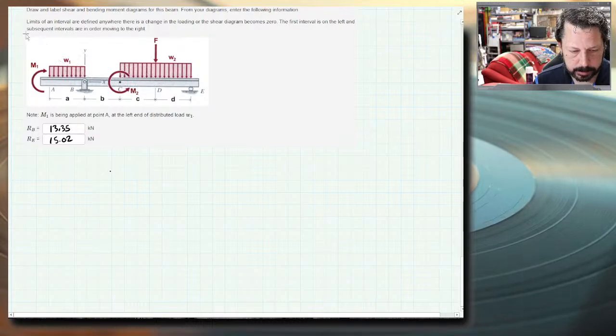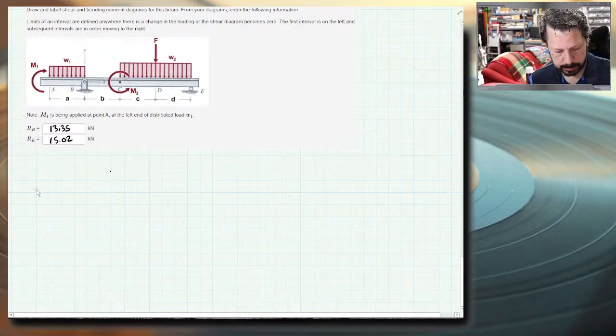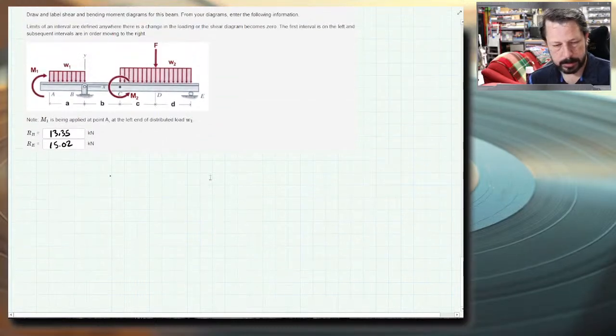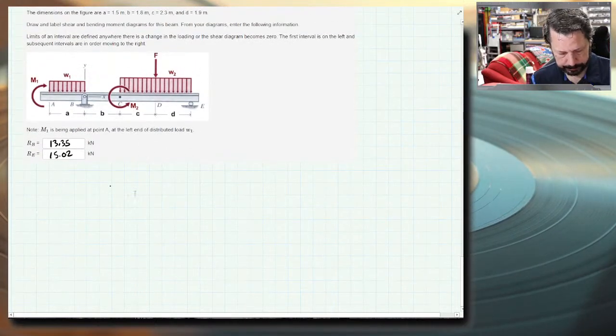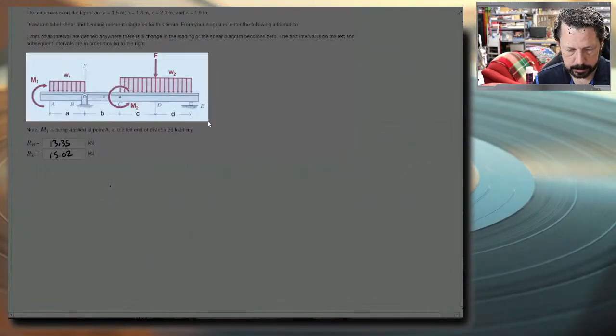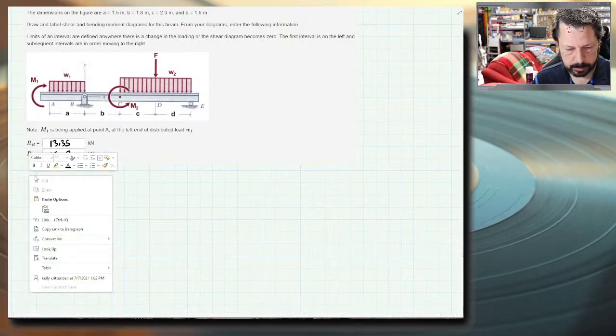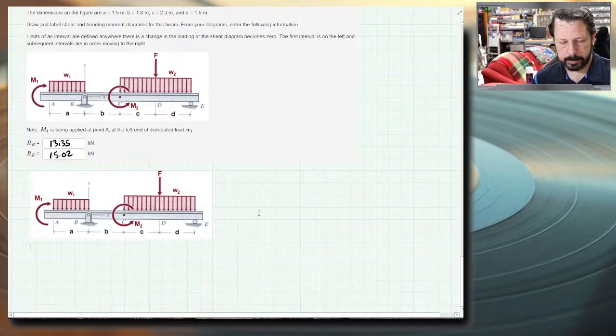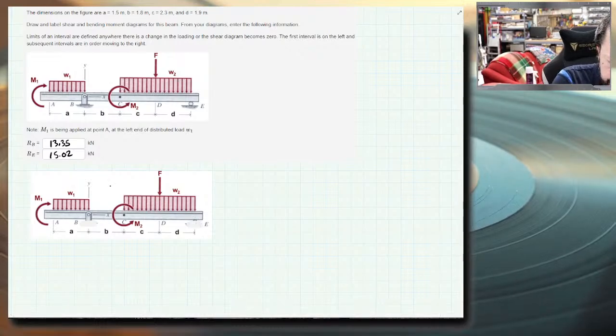How do I want to do this? I actually don't know if it'll copy. Does it copy that kind of stuff? No, it plays the whole thing. Let's do it this way. Just get this, and paste it in there. And then let's put these in. E is 15.02. B is 13.35. And we need all our other values here.